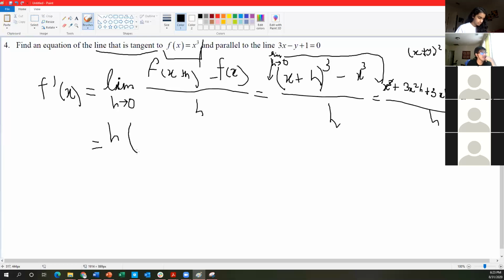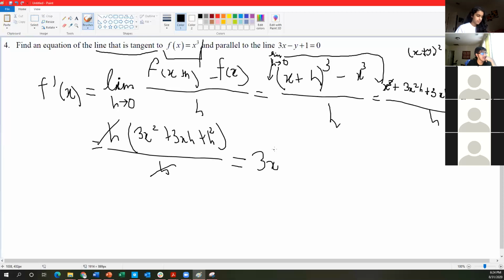So we're going to factor out an h, and we'll get 3x squared plus 3xh plus h squared over h. The h's cancel, and we get 3x squared plus 3xh plus h squared. As h approaches 0, these two terms go away, and we get 3x squared. That's where the derivative comes from. So this is the tangent line, not the tangent line, but this will give us the slope at any point given x.